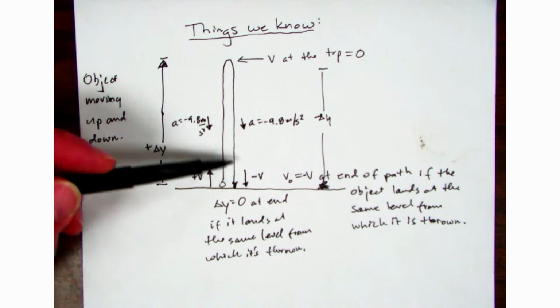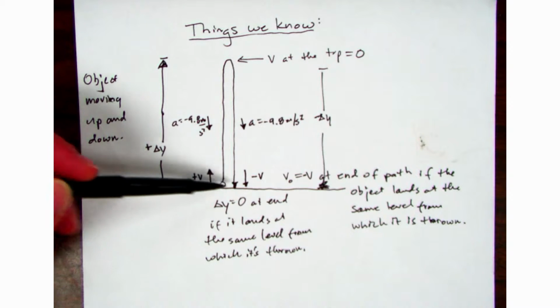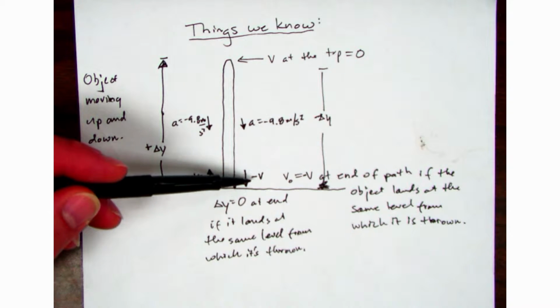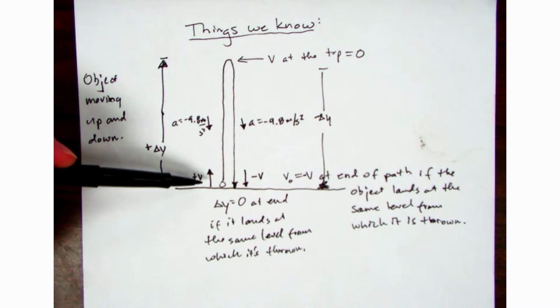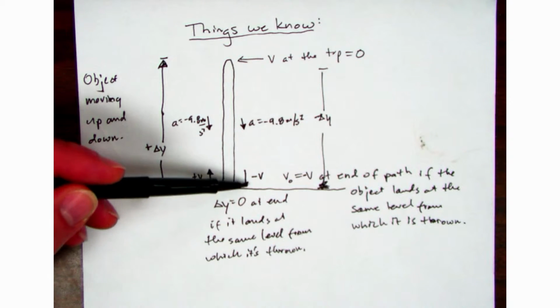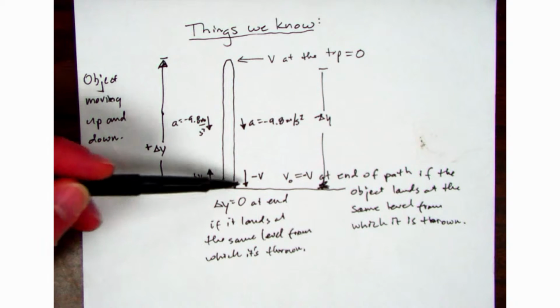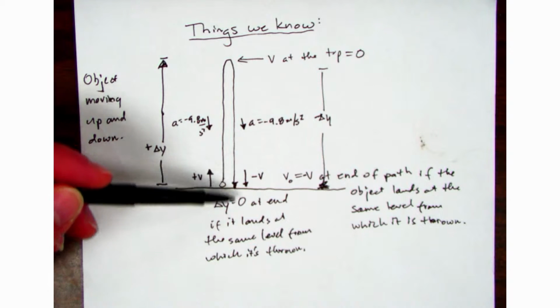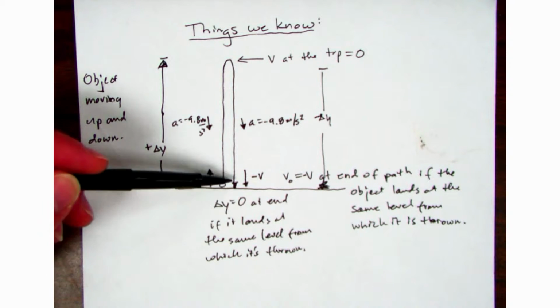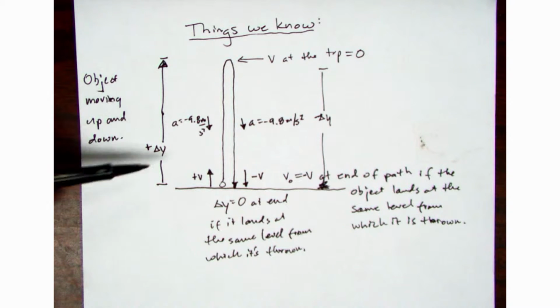And eventually it's going to reach some final velocity at the bottom. Now at the bottom, that final velocity has the same magnitude as the velocity that you threw the ball up with, assuming that we discount air resistance. It's just got the opposite sign because its direction is downward. And this is only if it lands at the same level from which it was thrown. If the levels are different, if it falls further or if it doesn't fall quite as far, then that won't be true.